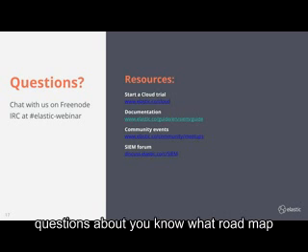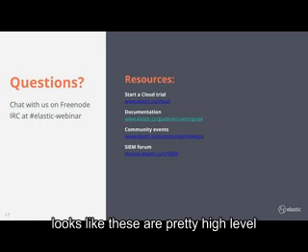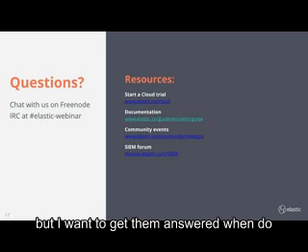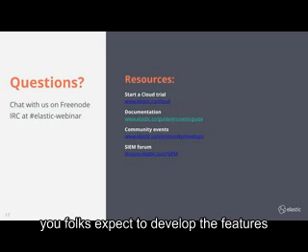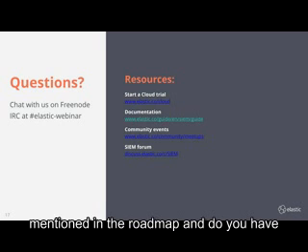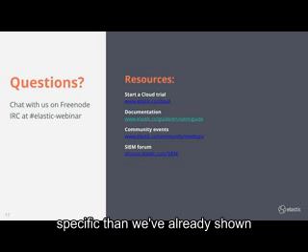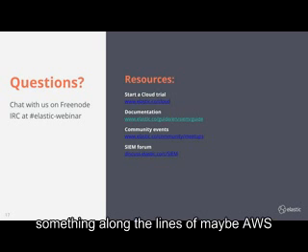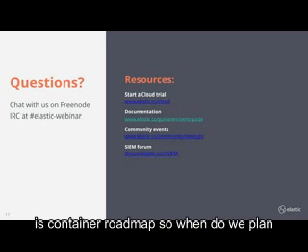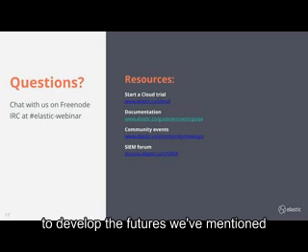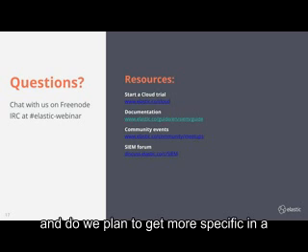Let me throw my next questions to Mike Paquette. We have a couple of questions about what the roadmap looks like. These are pretty high level, but I want to get them answered. When do you folks expect to develop the features mentioned in the roadmap? And do you have any plans to share a public roadmap for the SIEM capability, something more specific than we've already shown, something along the lines of maybe AWS's container roadmap? So when do we plan to develop the features we've mentioned? And do we plan to get more specific in a public way?